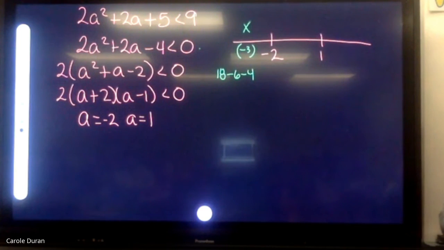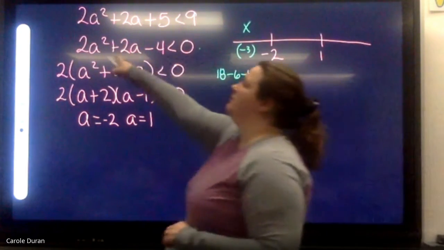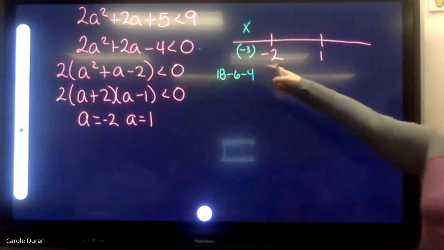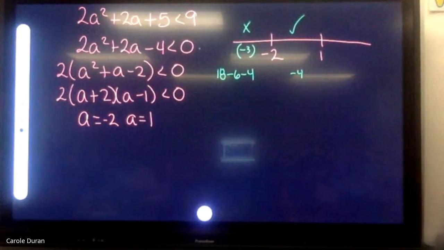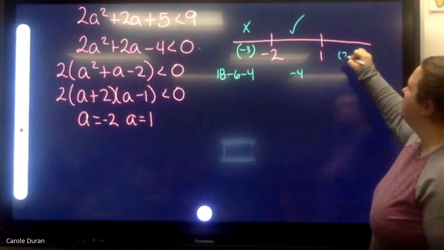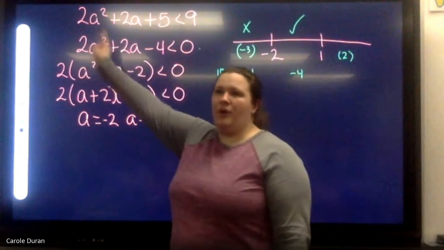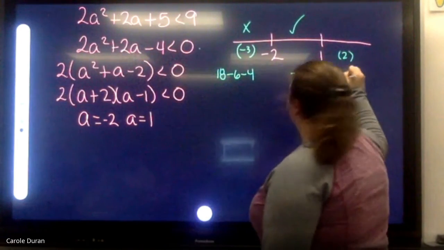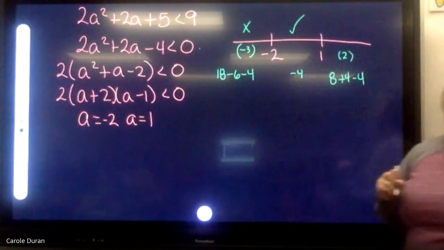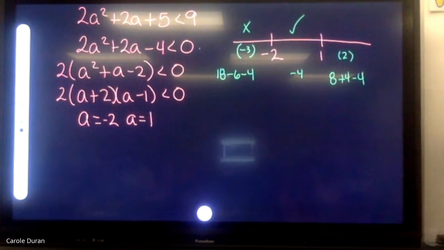What's the number between -2 and 1? 0. What happens when I plug 0 into this equation? I get -4. -4 is less than 0. What happens when I plug in a number greater than 1? So say like 2. 2 squared is 4, times 2 is 8. 2 times 2 is 4, and then -4. I get positive 8, which is not less than 0.